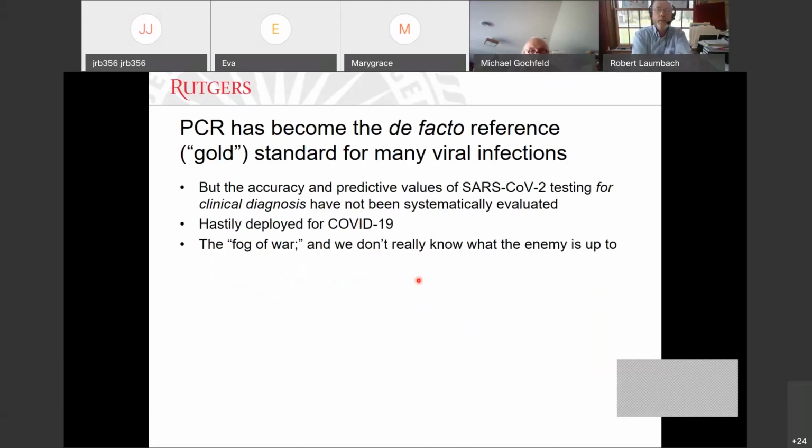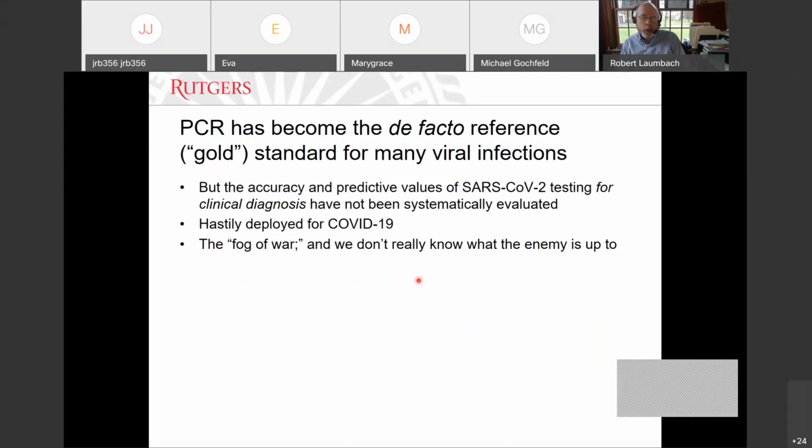But PCR has become the de facto or reference gold standard for many viral infections. But again, it hasn't been evaluated really in clinical diagnosis. And the situation currently is that there's been rapid deployment of various COVID-19 tests, because mostly what we heard about testing early on was that there weren't enough tests, and we really didn't hear anything about whether the tests were good or not. And so now the questions about whether the tests are good are starting to come to the fore.